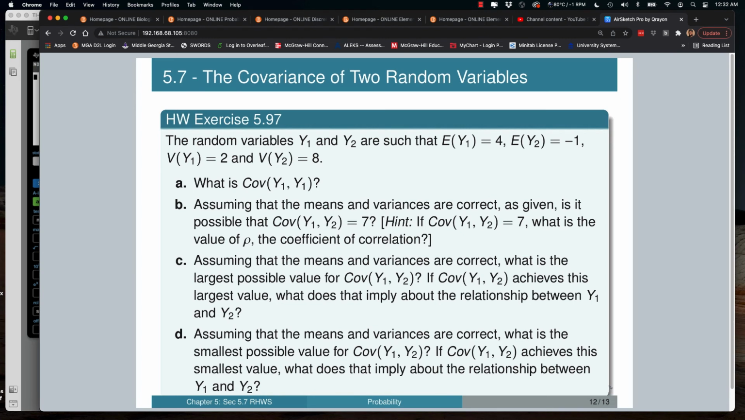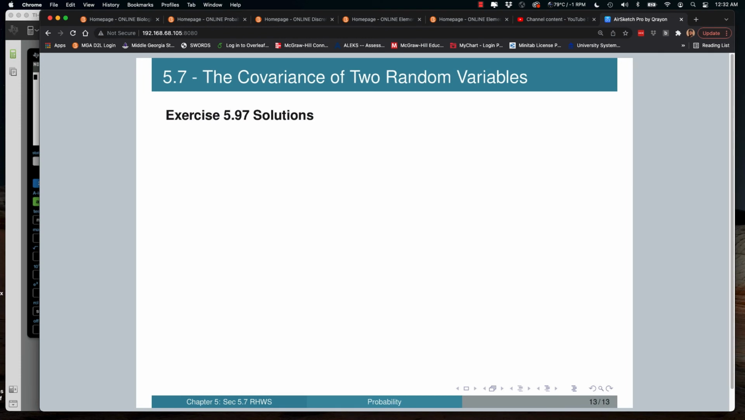C, assuming that the means and variances are correct, what is the largest possible value that the covariance can take? If the covariance achieves this largest value, what does that imply about the relationship between y sub 1 and y sub 2? And then D is kind of a similar question, except it asks what's the smallest possible value that the covariance can take, and if it achieves that status, then what would the relationship between y sub 1 and y sub 2 be there? So again, none of these require a lot of work, but it requires us remembering the relationship between the covariance and the correlation coefficient on some parts.